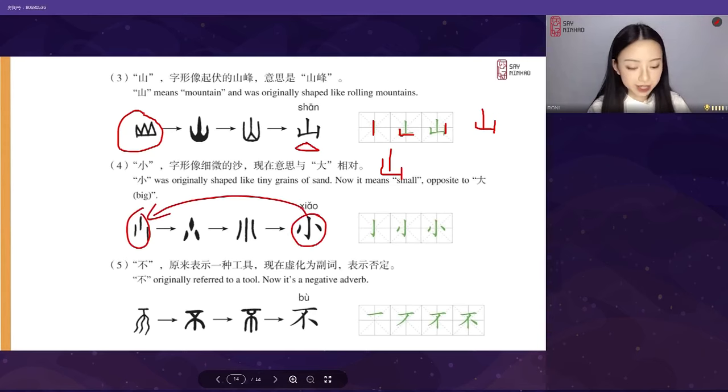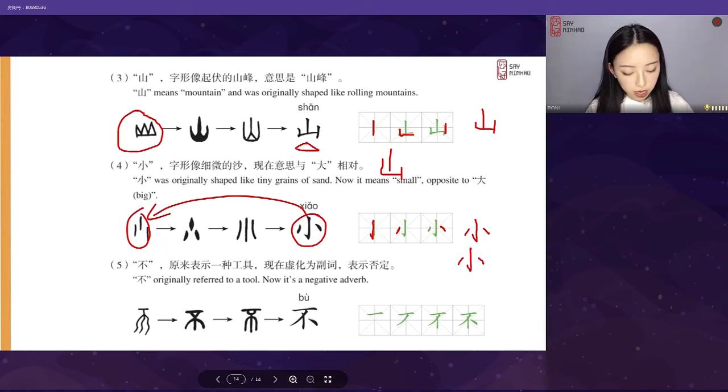Looks similar, right? First, we write a vertical hook, 竖钩, and then a dot on the left, and another dot on the right. Try to write it with me. First, a vertical hook, and then a dot, another dot. Again, vertical hook, dot. This is 小, little.